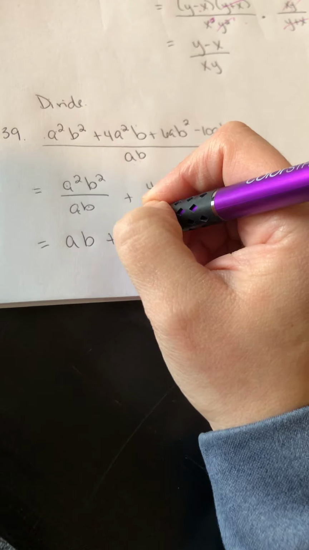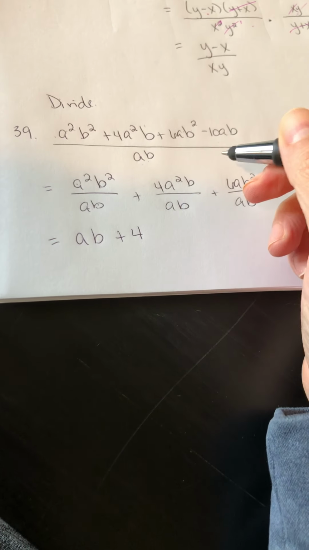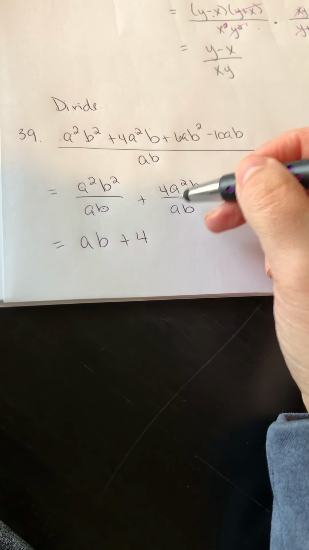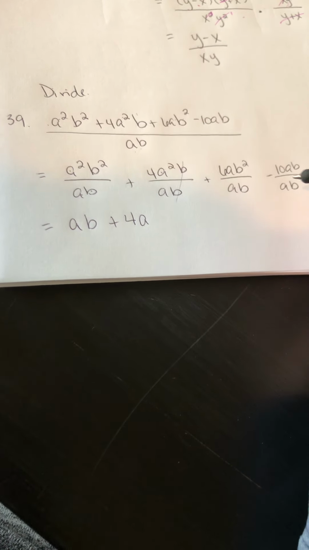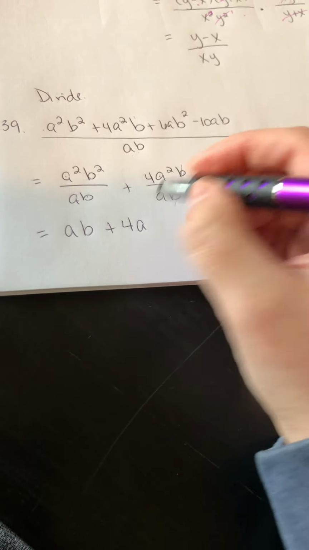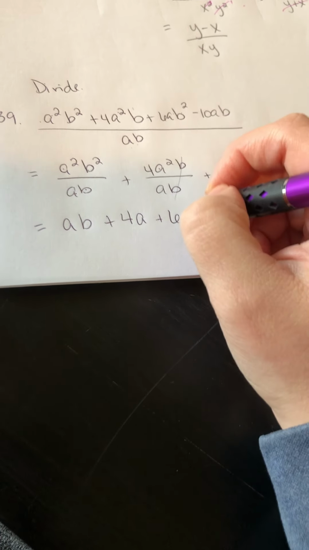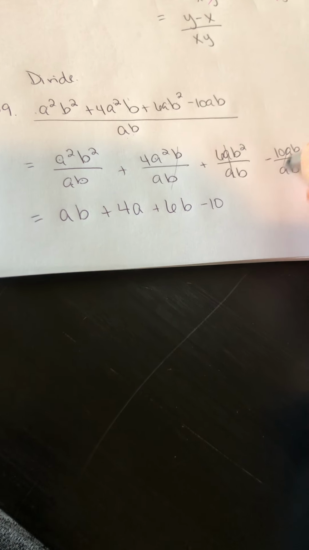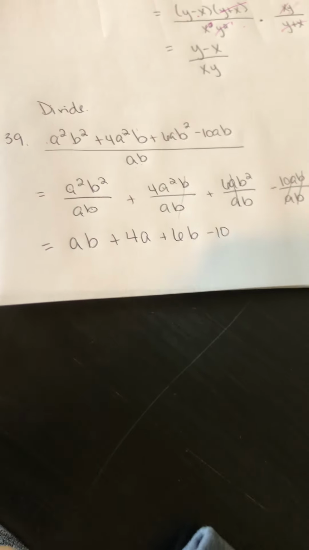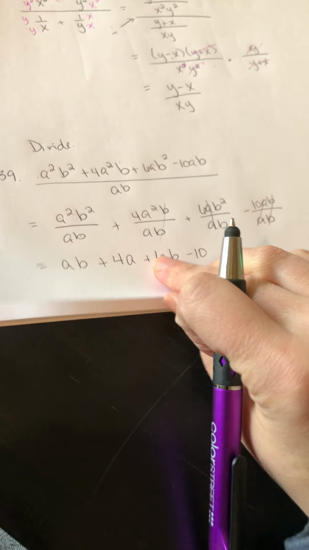Plus, the 4 stays because there's no number down here to do anything with. So a squared divided by a is a. b divided by b, well, those are gone. Plus 6 stays. The a's are gone. b squared divided by b is b. Minus 10 stays. You got a gone, b gone. So there, you're done. So that's dividing, which is, you know, you're just reducing.